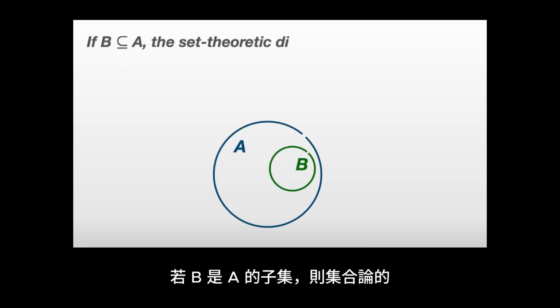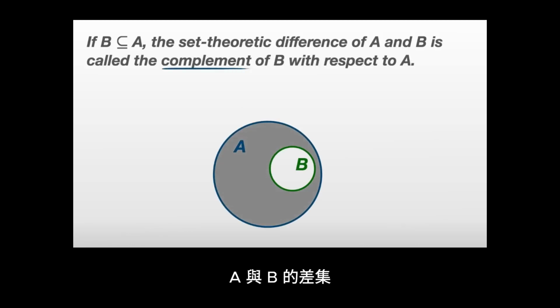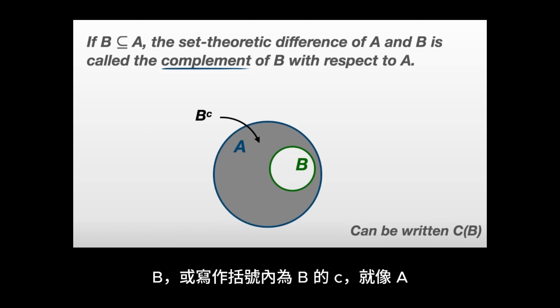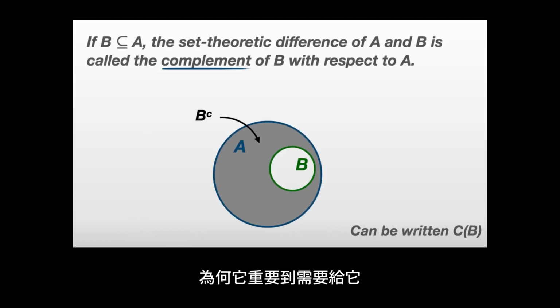If B is a subset of A, the set theoretic difference of A and B is called the complement of B with respect to A. It's usually denoted with a superscript C above the subset B, or as C with B in brackets like a function. Why is this important enough to give it its own name? Well, it's kind of like a background to B. The things outside of B. In general, it's elements not in the set we're interested in, but not totally irrelevant.